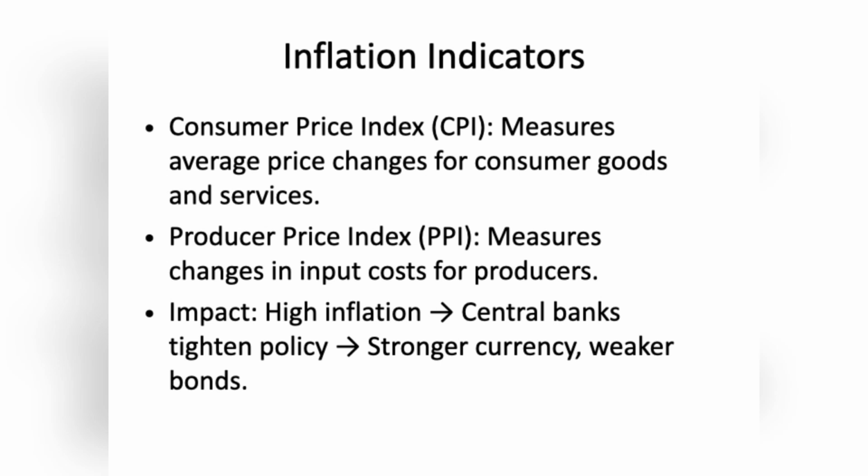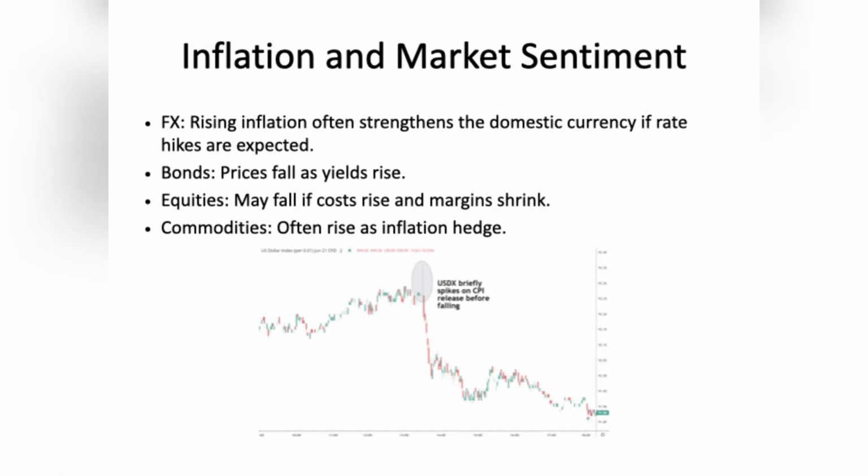Now, let's get specific about how inflation sentiment plays out across different asset classes. In the forex market, rising inflation often strengthens the domestic currency, as investors anticipate higher interest rates, which attract foreign capital. In the bond market, it's a negative. Prices fall because yields need to rise to compensate for inflation. For equities or stocks, it's a mixed bag. Stocks may fall if investors worry that higher costs will shrink company profit margins or that rate hikes will slow the economy. And commodities often rise, as things like gold are seen as a classic hedge against inflation.